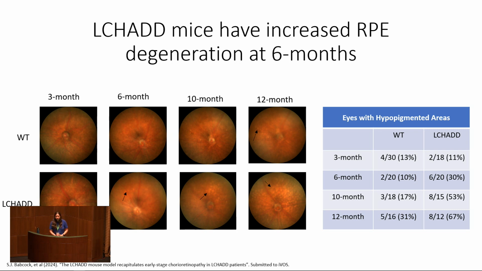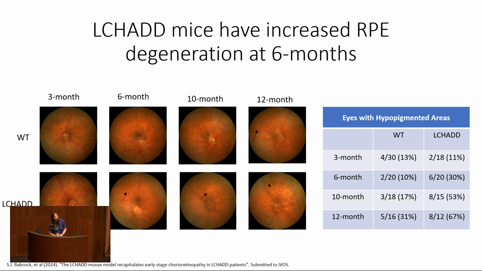We then wanted to see if these mice had increased RPE degeneration. And to do this, we calculated the percentage of eyes in each group that had those areas of hypopigmentation. So I don't know if you can see it all that well, but in the images, especially on the bottom under LCHADD, the black arrows are pointing to areas of hypopigmentation, which indicate RPE degeneration. And so we calculated the percentage of those eyes in each group at the same time points, those 3, 6, 10, and 12 months of age.